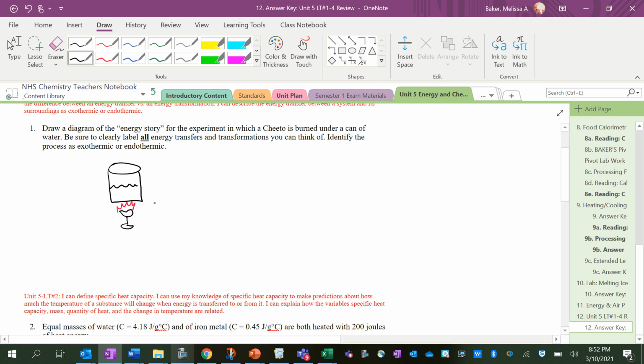Okay. And first of all, we want to point out that the Cheeto has potential energy, and that is transformed into a few different things. So I'm just going to go off to the side, and a curly Q arrow equals transformation. And just a straight arrow is a transfer.